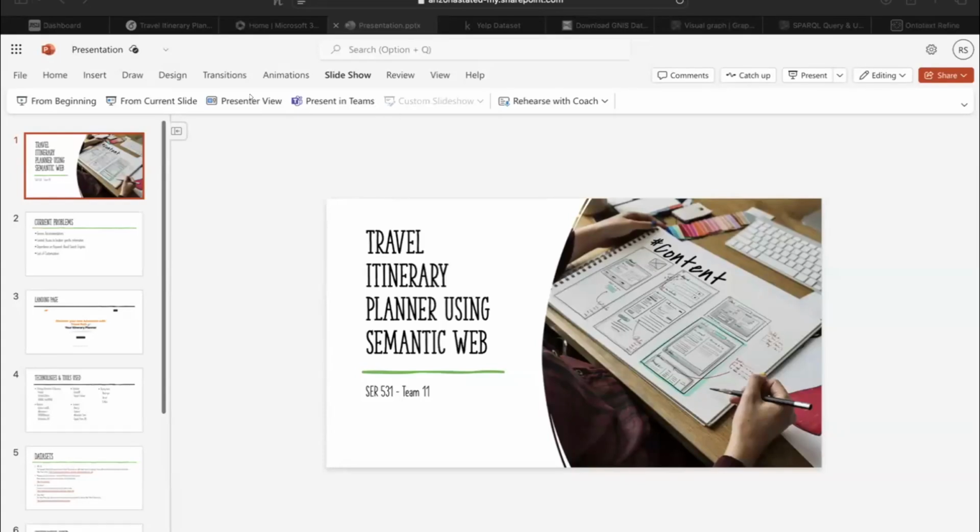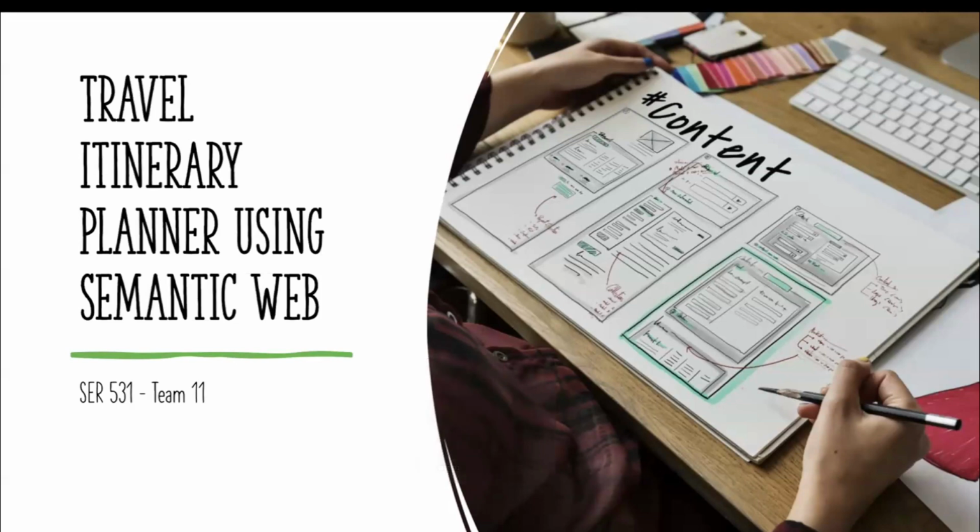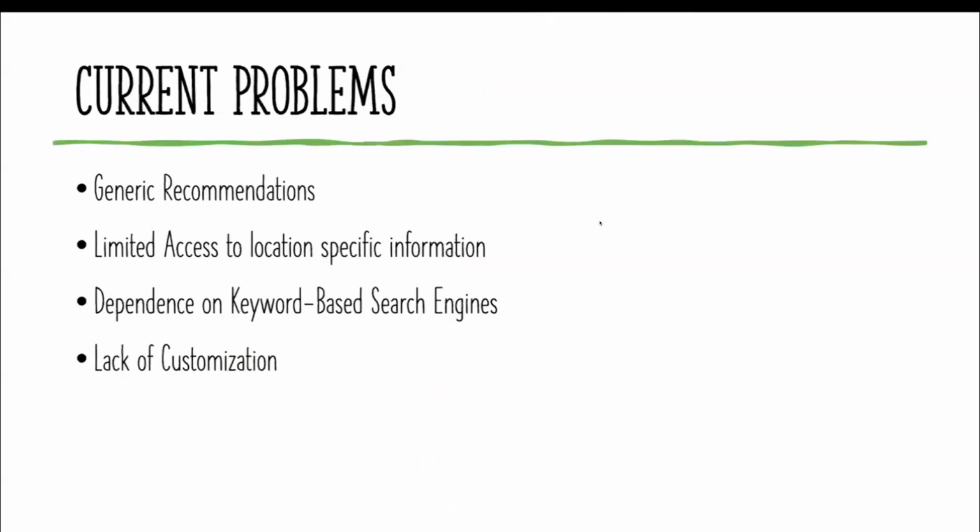Sure. Hello everyone. My name is Aditya Patil, and we are part of Team 11. Along with me, I have Anitosh, Rajesh, Girish, and Janvi in Team 11. Basically, our project title is Travel Itinerary Planner using Semantic Web. So, Rajesh, can you please move on to the next slide?